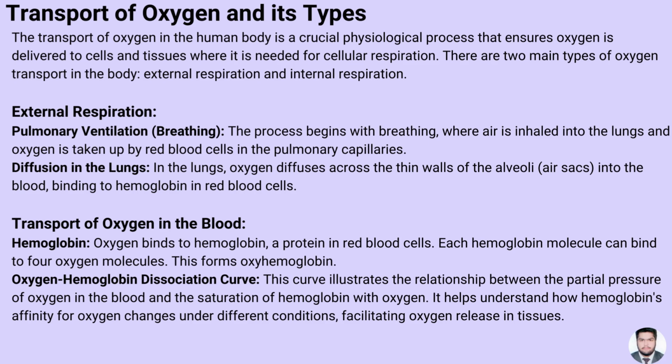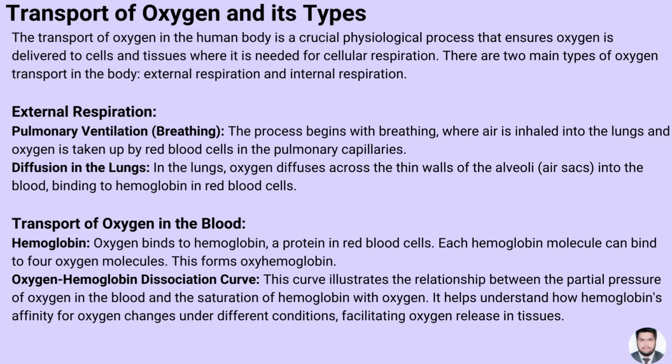The process begins with breathing, where air is inhaled into the lungs and oxygen is taken up by red blood cells in the pulmonary capillaries. Diffusion in the lungs. In the lungs, oxygen diffuses across the thin walls of the alveoli, the air sacs, into the blood, binding to hemoglobin in red blood cells.